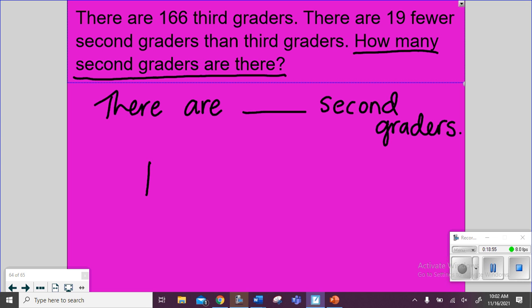Let's draw a bar. This is my third grader bar. I'm going to write a third next to it, so I know that's my third graders. Do I know how many third graders there are? Yes, I do. There's 166. So inside that bar, I'm going to write 166 because that bar now shows how many third graders I have.